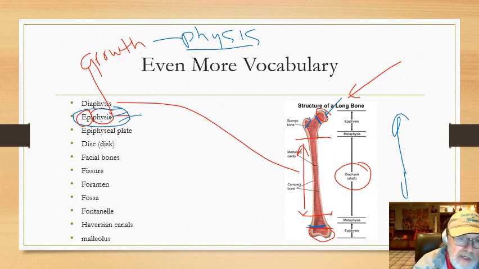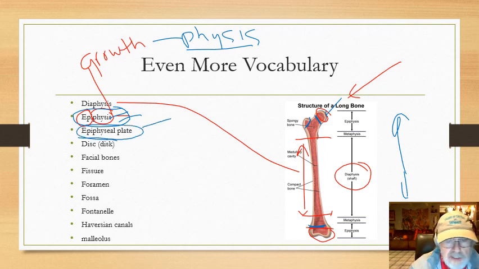Now the growth plate is also called the epiphyseal plate. This epiphyseal plate is some specialized cartilage, and this specialized cartilage will go through multiple layers to transform itself from cartilage at one layer to bone at the opposite side.